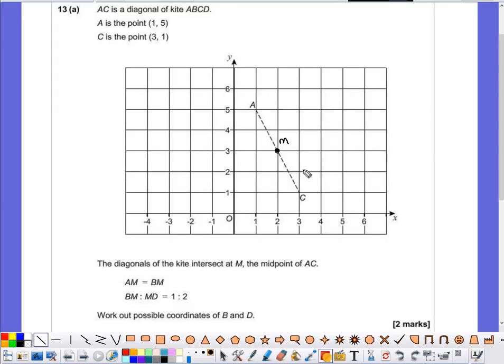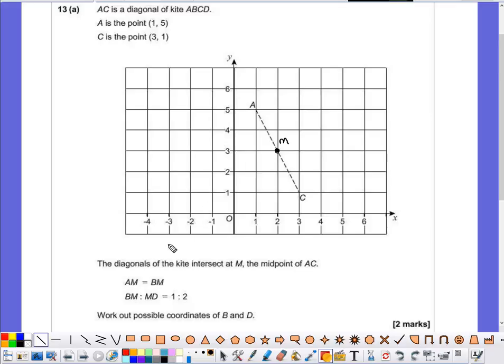Diagonals in a kite always cross at right angles. So this is a really useful piece of information, and it also points out that this is going to have to be the crossbar. So we're looking for a diagonal line which will cut through point M at right angles to AC.